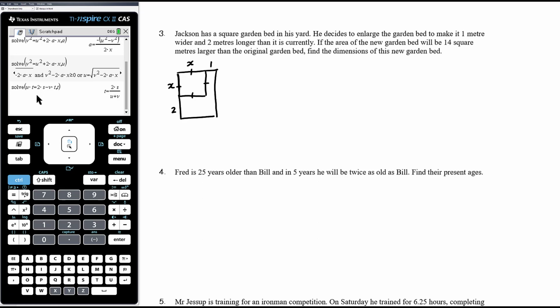If the area of the new garden bed will be 14 square metres larger than the area of the original garden bed, find the dimensions of the new garden bed. So the new area is the original area plus 14. The dimensions of the new garden are x plus 1 and x plus 2, so the new area is going to be x plus 1 times x plus 2. The original area is x times x, so x squared, plus 14.